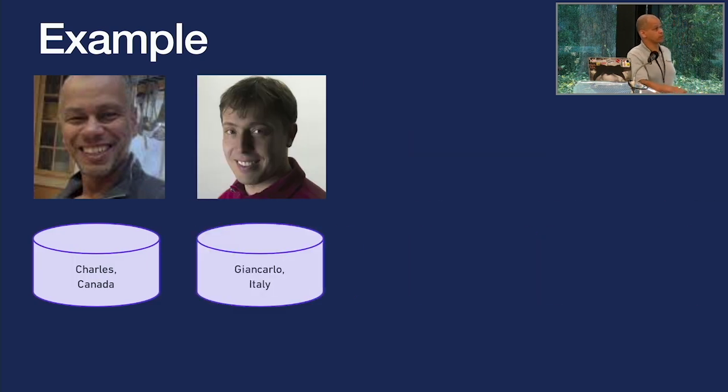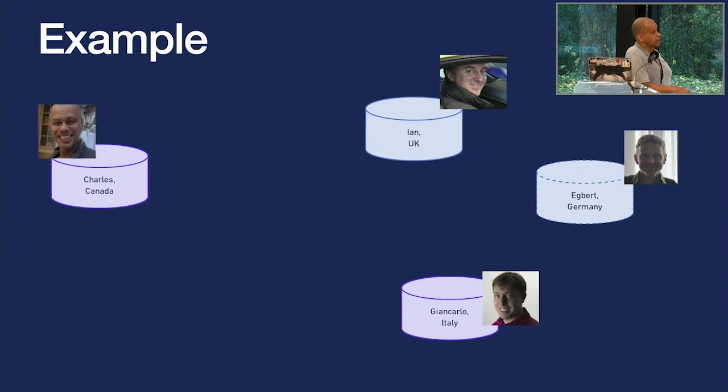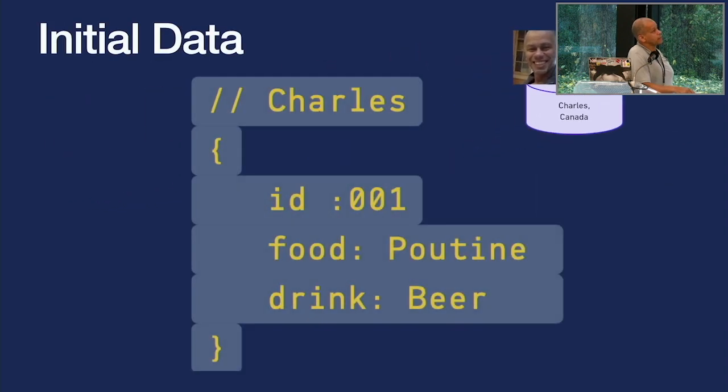I got myself here. I'm from Canada. My good friend Giancarlo, he's from Italy. We have Ian, he's from the UK. And we have Egbert over on the end, and he's from Germany. All right, so we have all of us here. And that's kind of geographically accurate, sort of, a little bit, right? So we're going to decide what we're going to have for dinner, right? And Charles, I have my record is ID 01, and I say I'll bring something that's typical Canadian. It's poutine. It's French fries with cheese and gravy on top, and I'm going to drink some beer.